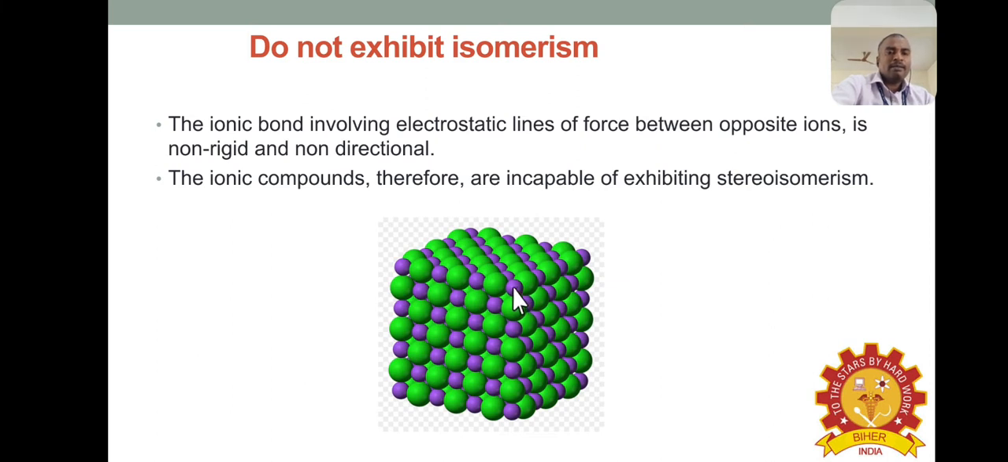So the replicated addition of anions and cations will make a crystal lattice in a three-dimensional manner. Here anions and cations are arranged in a three-dimensional manner. The replication will avoid isomerization. Replication of anions and cations avoids isomerism because isomers need a difference in position. Therefore, they are incapable of exhibiting stereoisomerism.